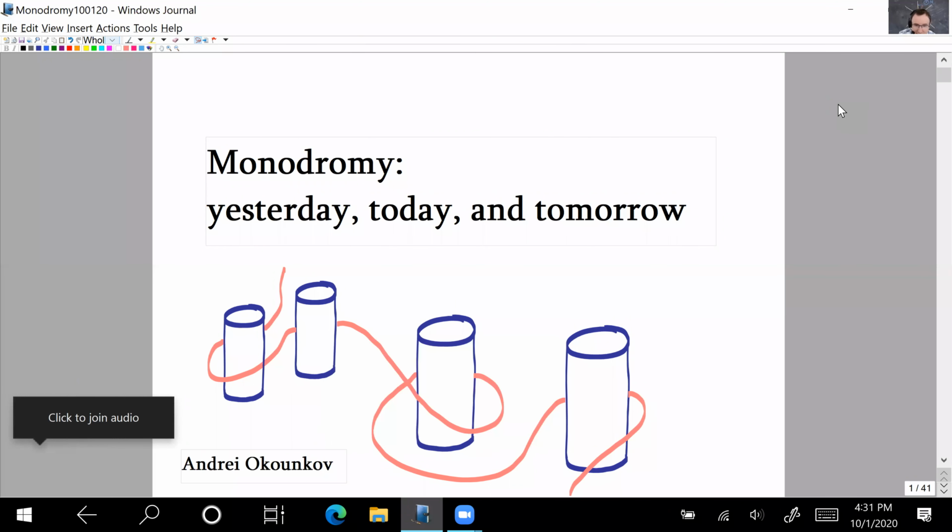I don't think I can read it. Sorry, I can't comment on what's going on in the chat.